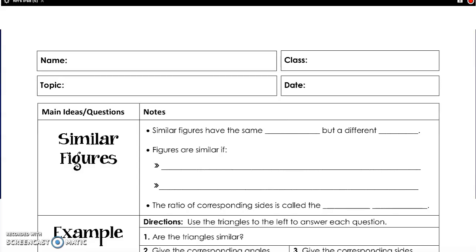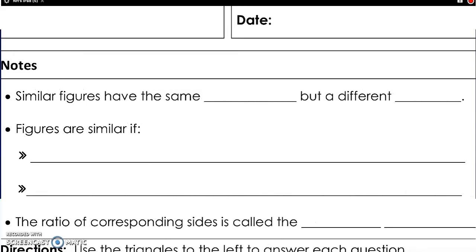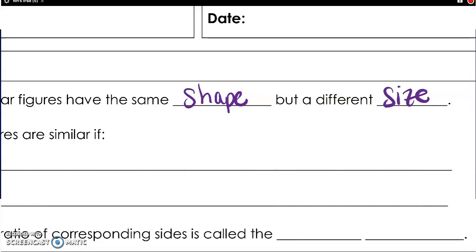This video will cover note page 4-13. So now we are going to look at similar figures. So these are shapes that sort of match. So the definition: similar figures have the same shape, so they look alike, but different size. Same shape, but different size.